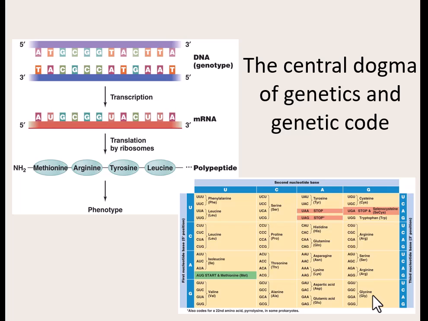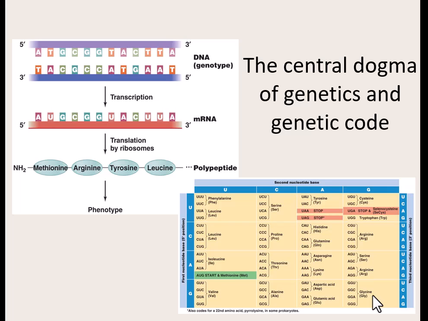So we're reading it 3 letters at a time, and apparently I can't write in a straight line. These are set up so that on the left-hand side of the figure is the very first of the 3 letters. So your choices are U, C, A, or G. My very first letter in my codon is A. So I know right away I'm going to be in this row.